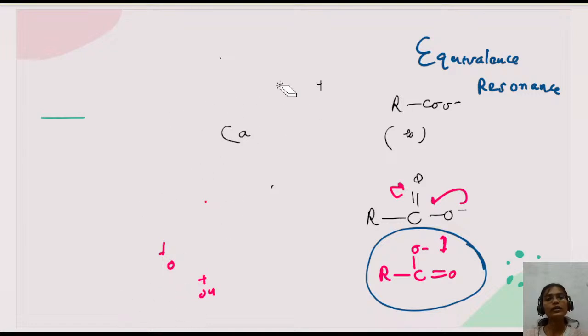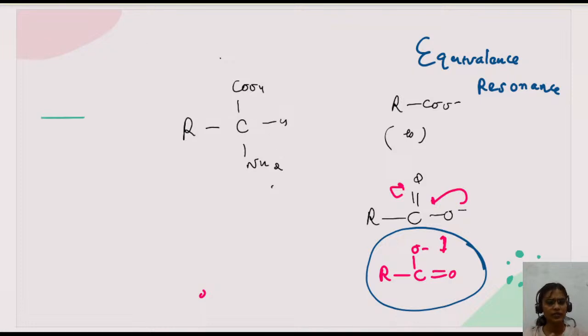So in an amino acid, look at this: this is R, and this is COOH, hydrogen and NH2. I know I'm changing the position, just try to understand my point. In this case, COOH is acidic and this is basic. So in this case, we have a different kind of scenario.